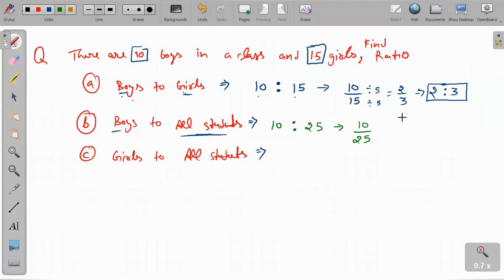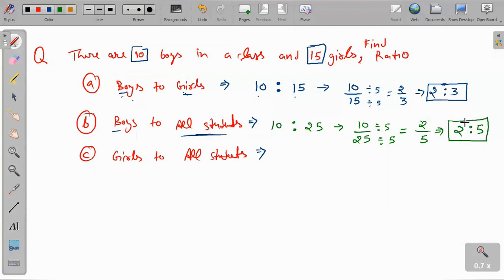10 maybe. But why don't we divide it by 5? Just divide it by 5. Who stops you? You can. What answer will you have? When 10 is divided by 5, it's 2, and 25 divided by 5 is 5. So the ratio will become 2 is to 5.